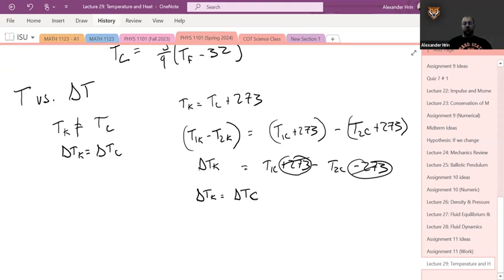So it's really important that you don't just blindly add that 273 onto a Celsius whenever you see it. Okay. So just worth keeping in mind.